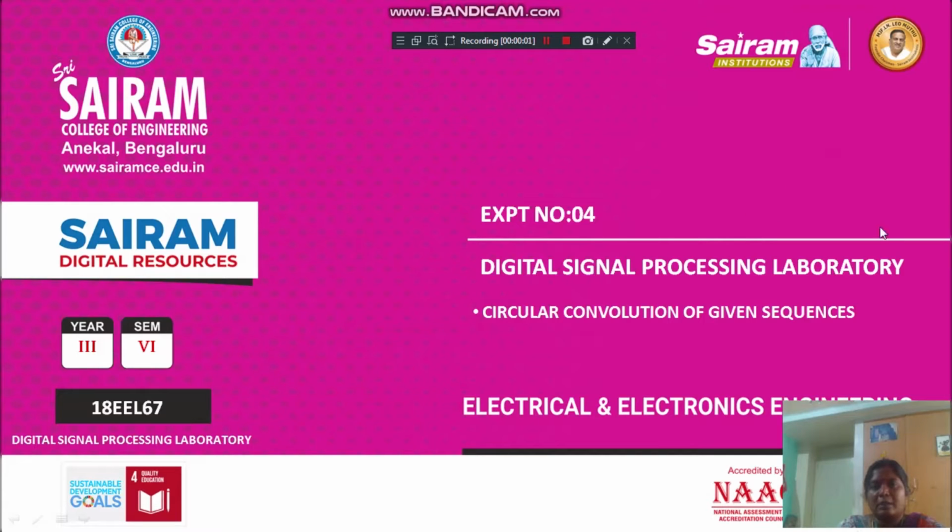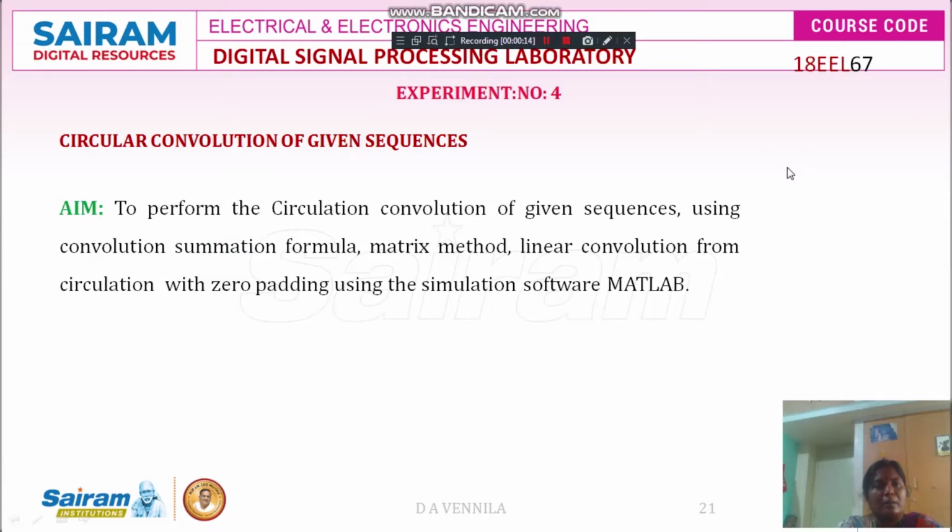Dear students, today I am going to discuss Digital Signal Processing Laboratory experiment number 4. The title of the experiment is Circular Convolution of the Given Sequence. Here we are going to perform circular convolution.